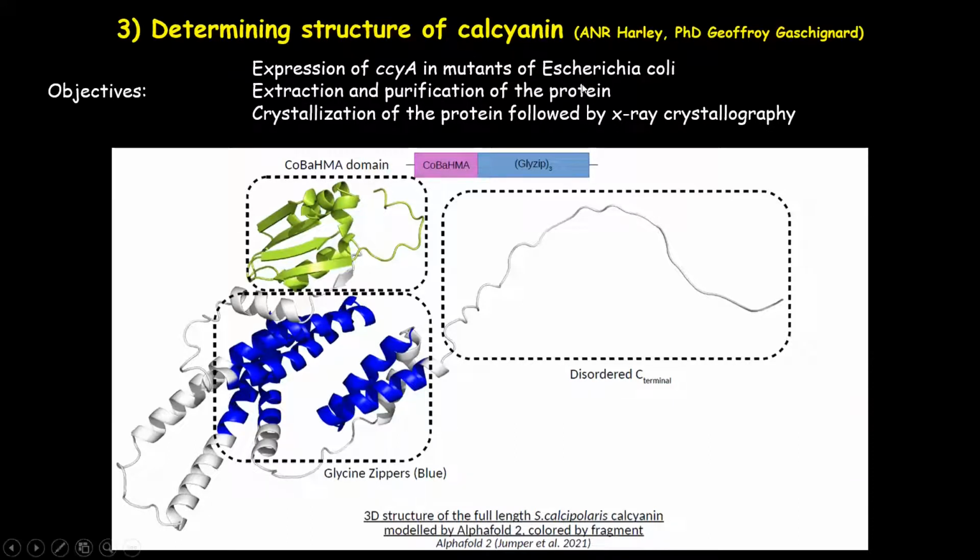Third thing, now we want to really understand the function of this protein, the calcium. Part of it also goes through the determination of the structure of the protein, and that's what Geoffroy Gachinian is doing right now in his PhD. So now that we know the sequence of the gene, we can put that gene in another bacterium, Escherichia coli, E. coli, that we know how to culture at high density.